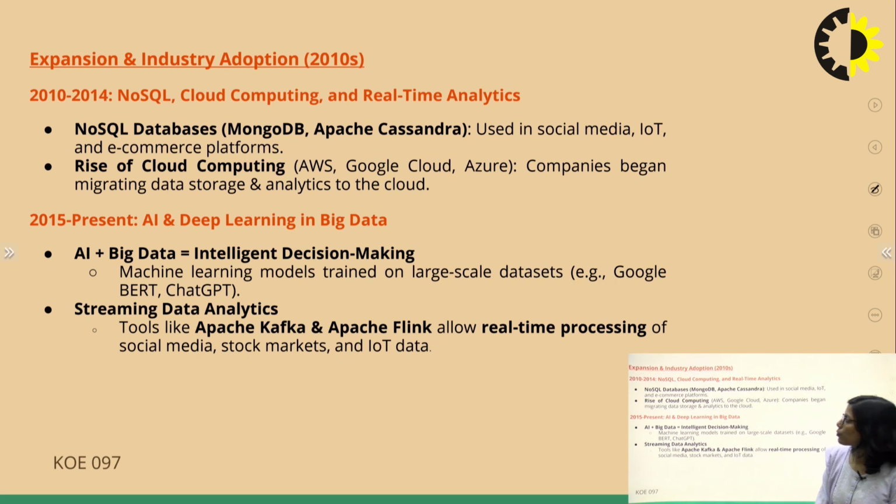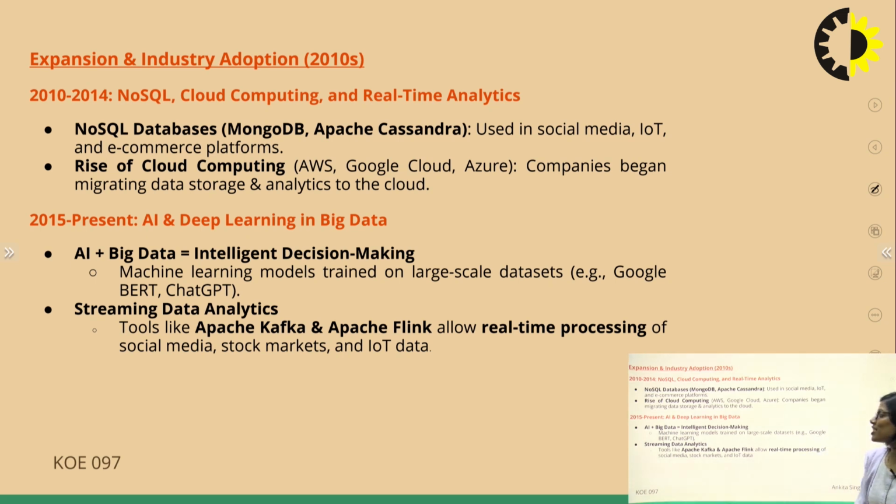In 2010 to 14, NoSQL databases like MongoDB and Apache Cassandra were being used to store and analyze the data of social media, IoT and e-commerce platforms. Similarly, around 2013-14, there was a rise of cloud computing: AWS, Google Cloud, Azure. So all these were shifted to cloud. Now in 2015, AI or big data intelligent decision making is there.